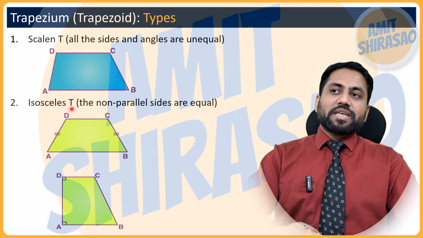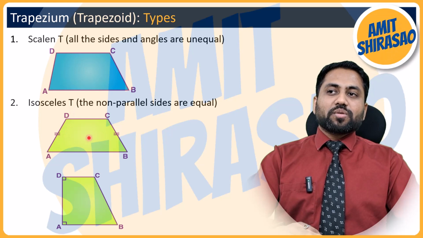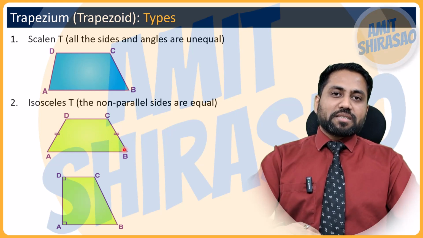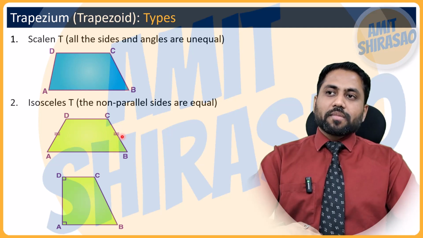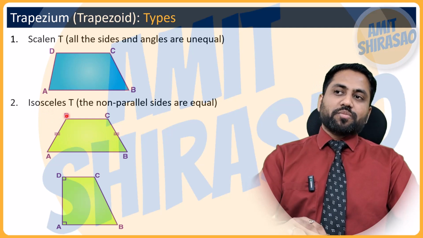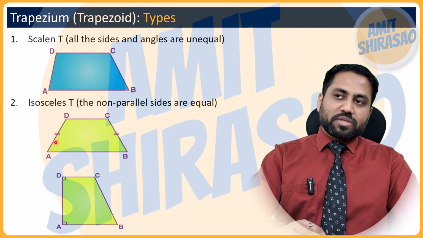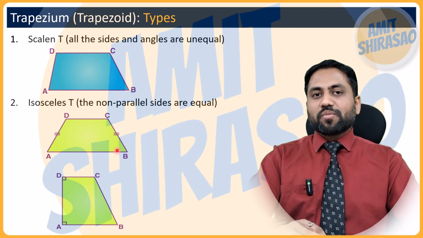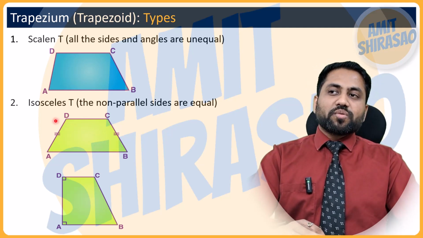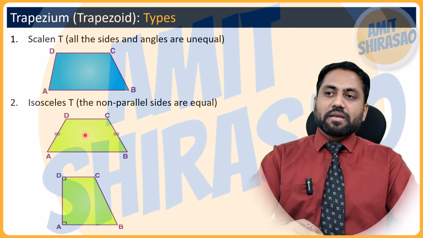Another type is the isosceles trapezoid. So here you will see that these two sides, you can say the legs, are of equal length, and that is why this trapezoid is called an isosceles trapezoid, because if you extend these legs, then it will make an isosceles triangle, because this angle is equal to this angle, right? So it will form an isosceles triangle. So you can consider that an isosceles trapezoid is cut out of an isosceles triangle, right?